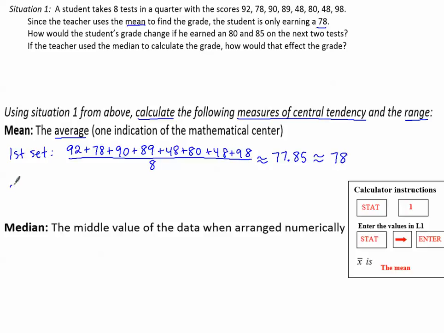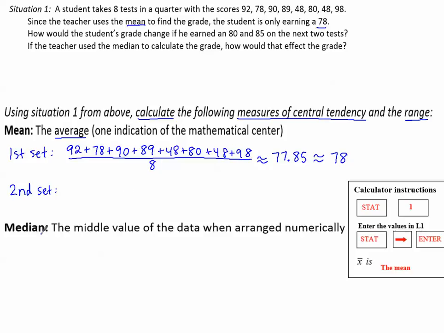Now, in order to find the mean for the second set of data, where we've added the 2 data points, we would do the same thing, but add the extra 2 and divide by 2 more. However, we're going to use the calculator to help find the mean for the second set.